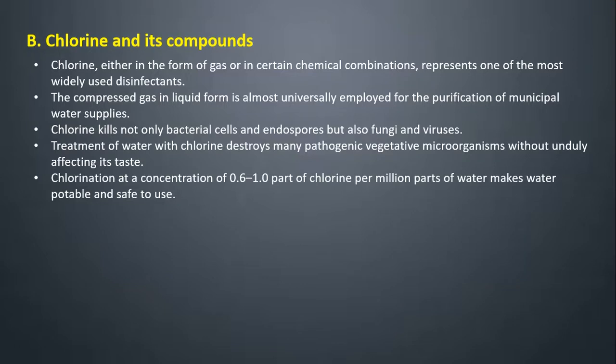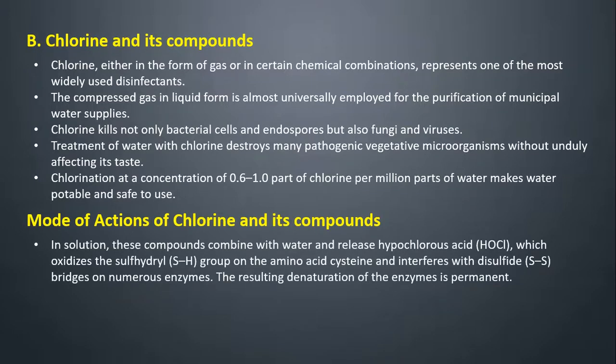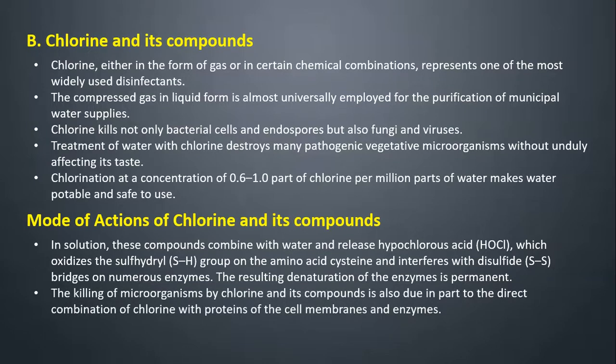Mode of action of chlorine and its compounds. In solution, these compounds combine with water and release hypochlorous acid, which oxidizes the sulfhydryl group on the amino acid cysteine and interferes with disulfide bridges on numerous enzymes. The resulting denaturation of the enzymes is permanent. The killing of microorganisms by chlorine and its compounds is also due in part to the direct combination of chlorine with proteins of the cell membranes and enzymes.